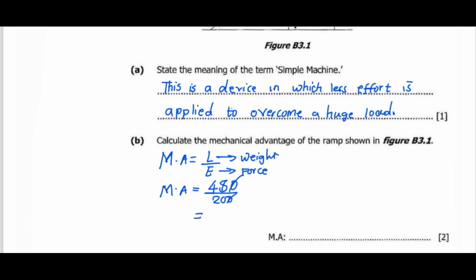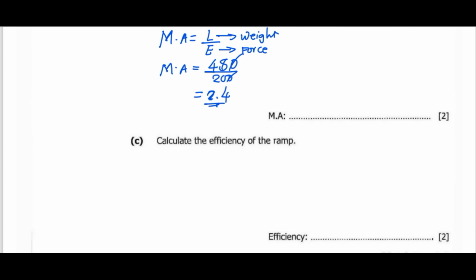So if we cancel, we are going to get 2.4 as our mechanical advantage. Remember, mechanical advantage is a ratio. We don't have to put the units. Then if we look at question C, we want to find the efficiency.